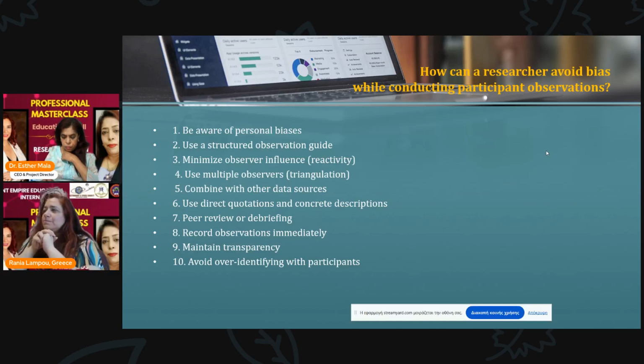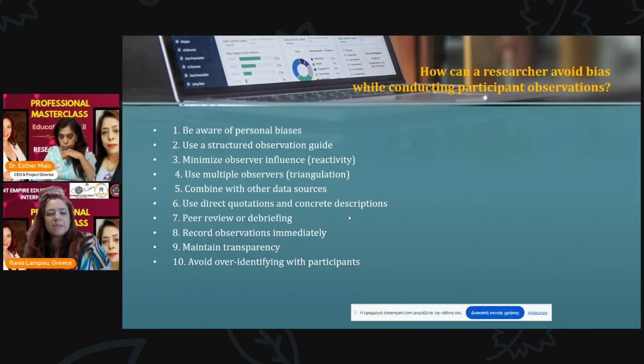Then we can minimize observer influence, reactivity. If it's possible, we can reduce the observer's visibility so participants act naturally. So spend more time. Prolonged engagement allows participants to become accustomed to the observer's presence, reducing in this way behavioral changes caused by being watched. This is what we call the Hawthorne effect.